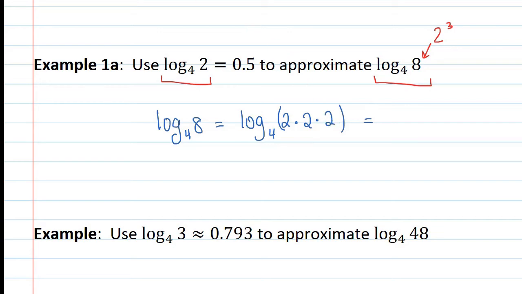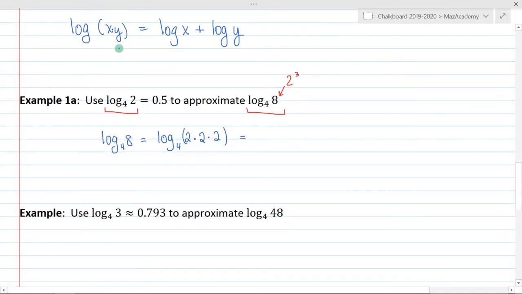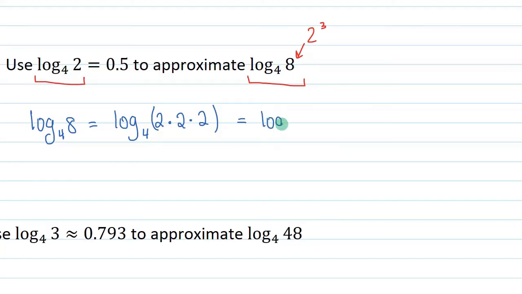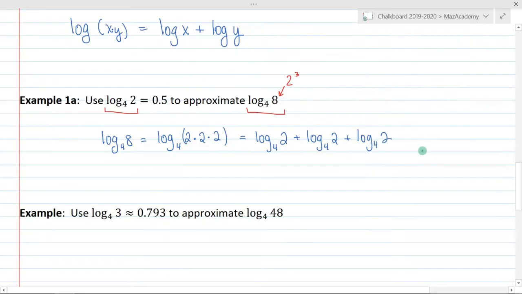Okay, we factored the 8 into 2 times 2 times 2. And now we can use this property up here: the log of something times something becomes the log of the first thing plus the log of the second thing. Here we have 3 things, but it still works. So this is going to be log base 4 of 2 plus log base 4 of another 2 plus log base 4 of another 2. And for each one of these, they gave us a value. So this is really 0.5 plus 0.5 plus 0.5. These are all non-calculator questions because the numbers are simple and you're expected to do this without a calculator.